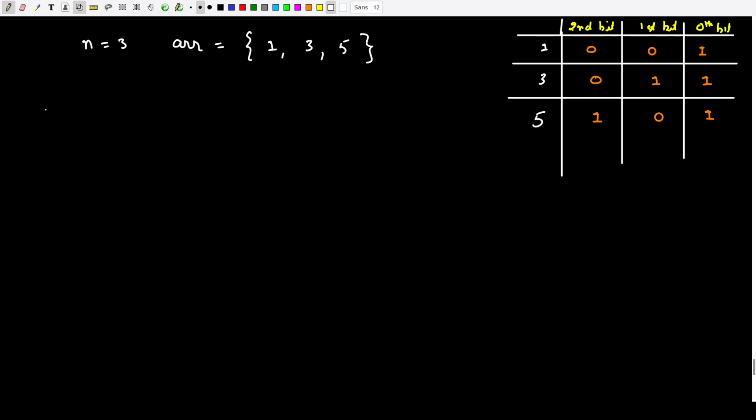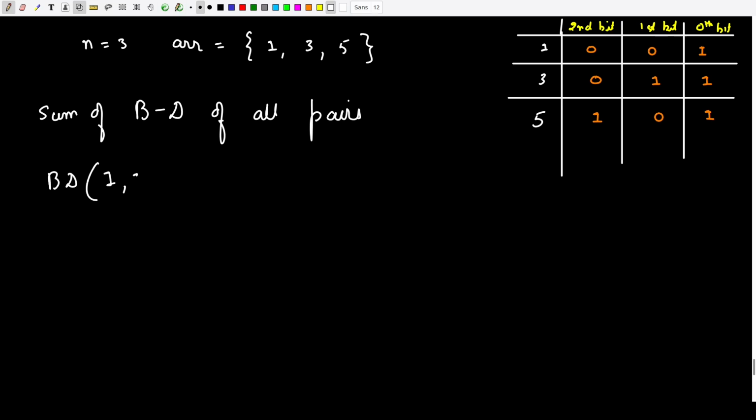So now let us compute the sum of bit differences of all pairs. And let me represent bit differences by BD. So first thing which we understand is the bit differences of pairs where the elements are equal. So the bit differences of 1, 1, the bit differences of 3, 3, and the bit differences of 5, 5. I'm sorry, this is 3, 3. All these bit differences are 0 because the elements are identical, and since the elements are identical, there won't be any bit differences for them.